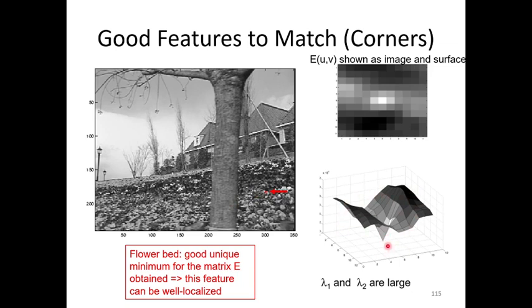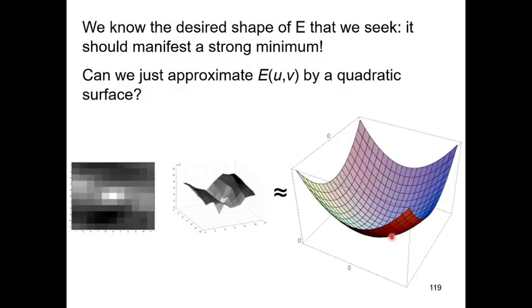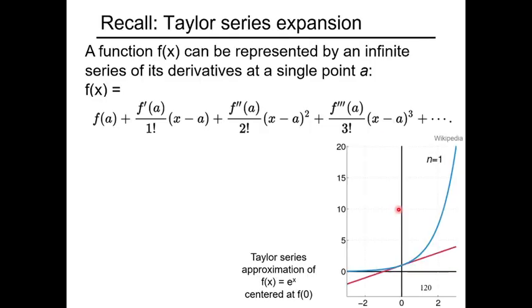So if we want to approximate this using some function, then one function is a paraboloid, something like this, which has a unique minimum. So if the E of uv surface attains this form, then we can say, okay, there is a unique minimum, and therefore this point is a corner. So this is what we want to do.